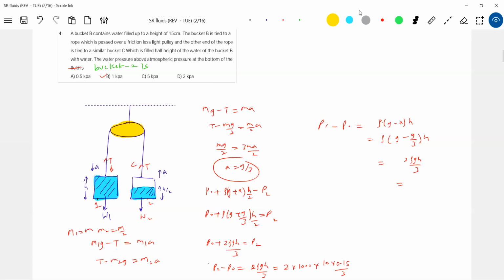mass of water in the second bucket will be M2. So then which bucket will move down? Bucket B will move down, containing full amount of water. Bucket C will move up. So with this, what we can write here, W1 is M1g. M1g minus T equal to M1a. T minus M2g equal to M2a. Solving this, I'll get the acceleration of these buckets.